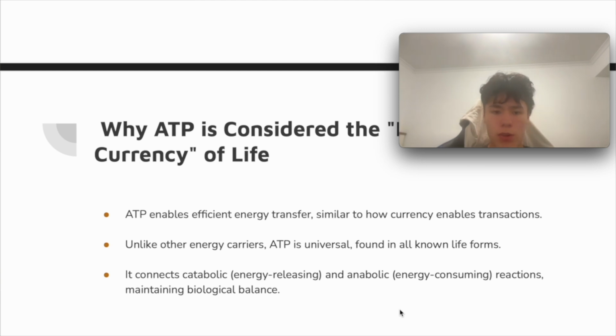Imagine if every country had different forms of money. Trade would be chaotic. Instead, ATP is like a global currency for cells, universally accepted and instantly convertible into usable energy. It bridges energy production and consumption, making life possible at every level.